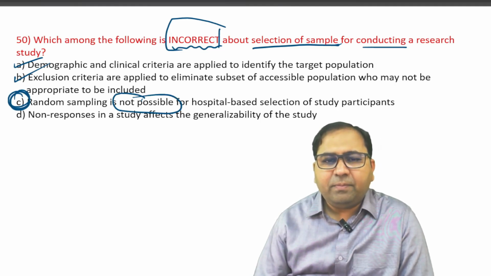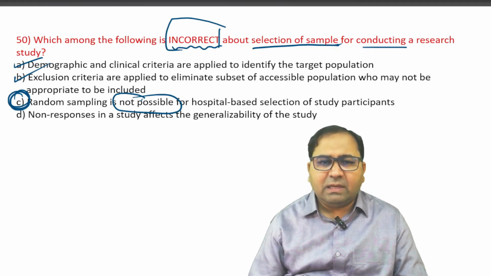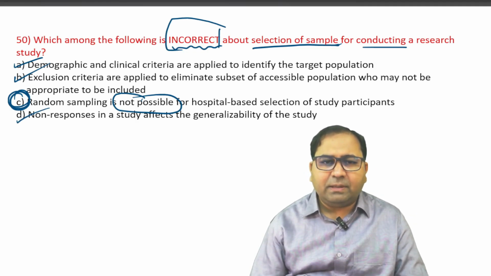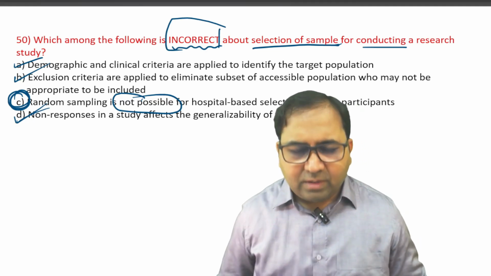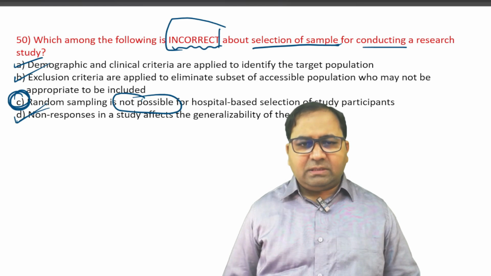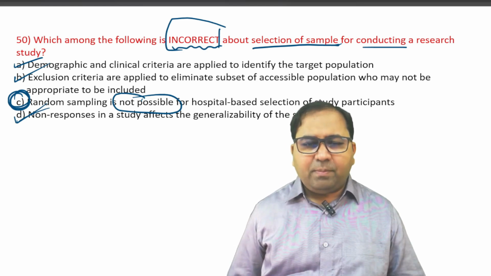Then let us see the last option. Non-response in a study affects the generalizability of the study. Yes, this is also a true statement. Okay, so we have completed all the 50 questions in this chapter. With this, we complete the chapter on selection of study population.